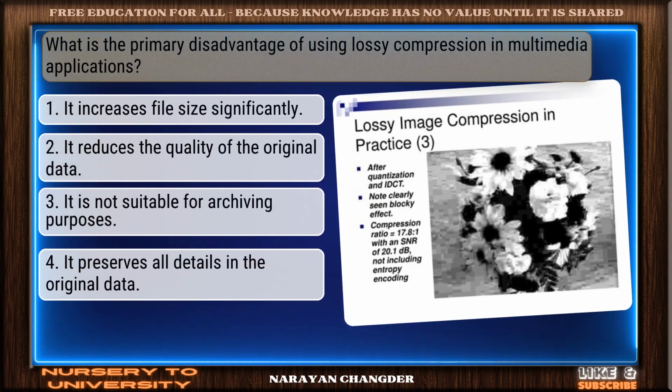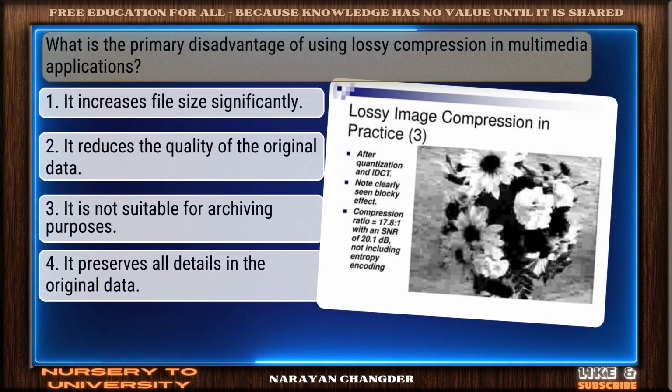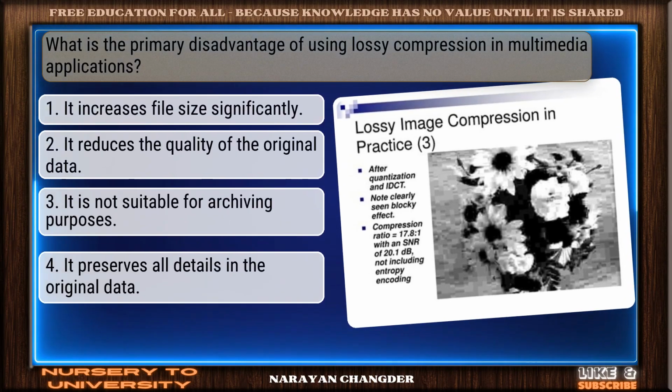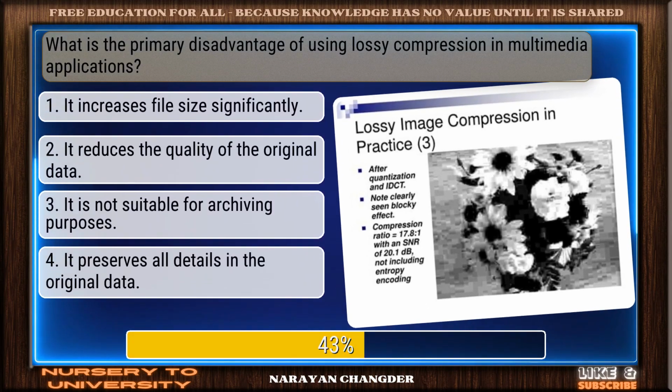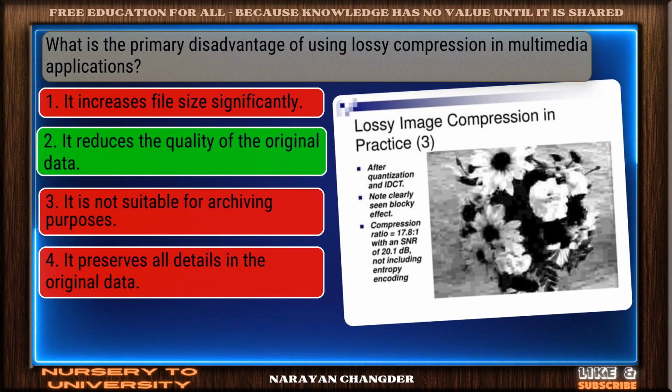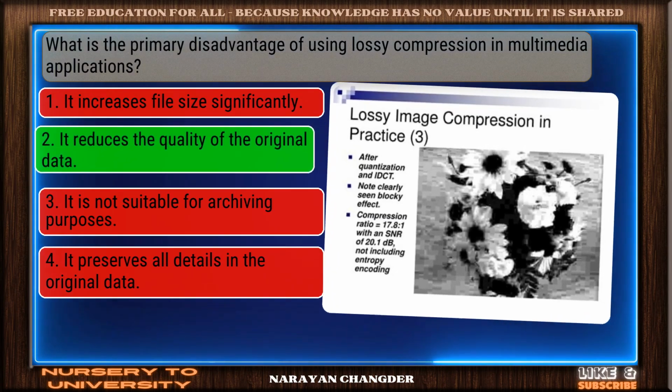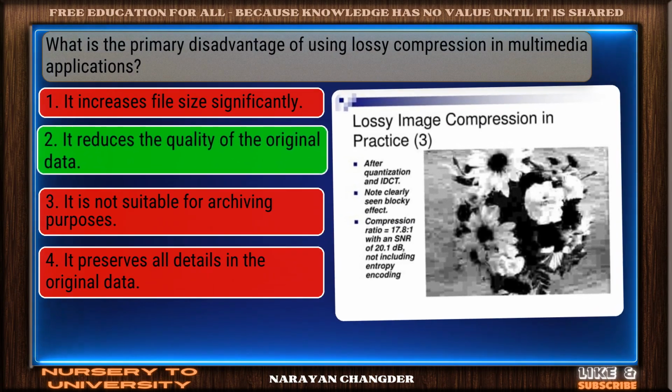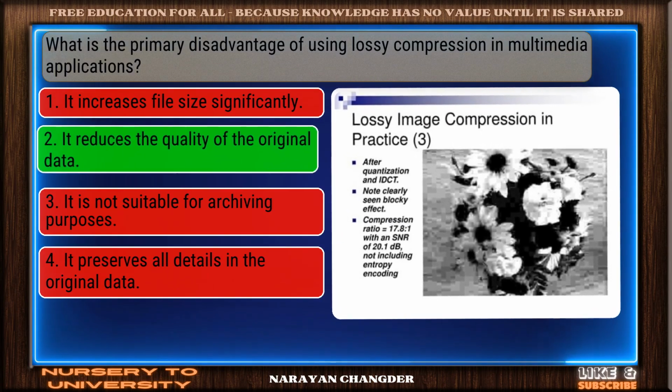Question number 27. What is the primary disadvantage of using lossy compression in multimedia applications? Nice selection. It reduces the quality of the original data is the correct and valid answer.